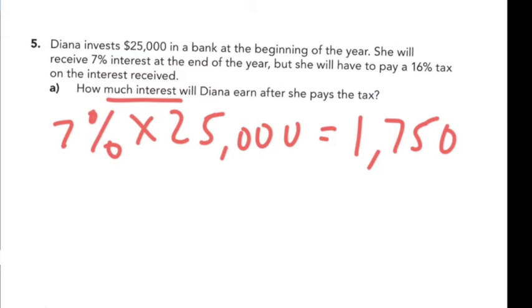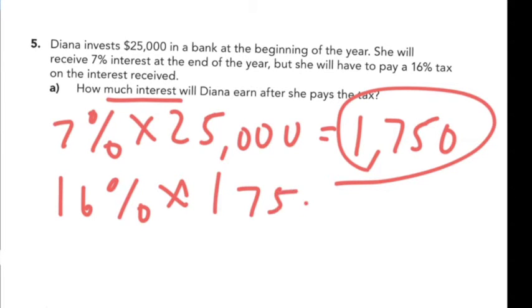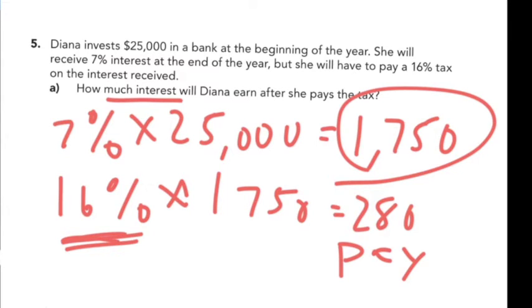But she'll have to pay 16% tax on the interest. So it says how much interest will she receive after she pays the tax. Well, she has to pay 16% tax on this $1,750. Now, there's two ways to do this. One way is this. This is what she has to pay. So if we multiply 0.16 times 1750, I get 280. But 280 is how much she's going to pay. That's not what we're asking for.